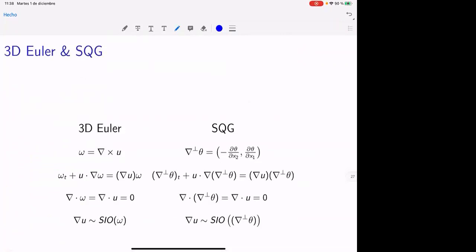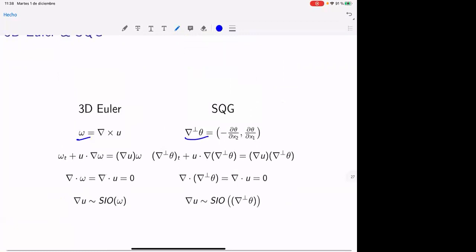And again, this is a comparison between 3D Euler and the SQG. The claim is that if one looks at the vorticity for 3D Euler, and at this object, grad perp of theta for SQG, then they formally satisfy the same equation. Both are incompressible, and the gradient of the velocity is related to these objects by a singular integral operator of the same order. So the hope is that by understanding SQG better, we can understand 3D Euler more.